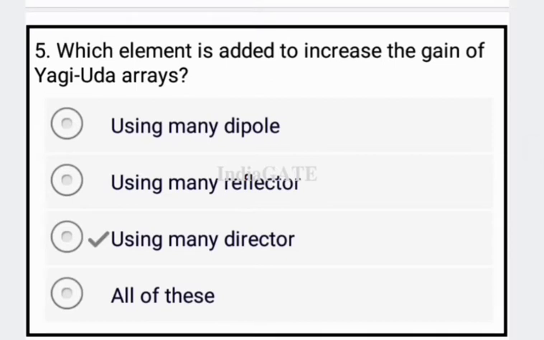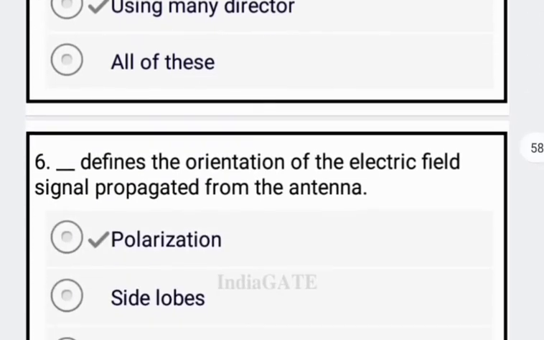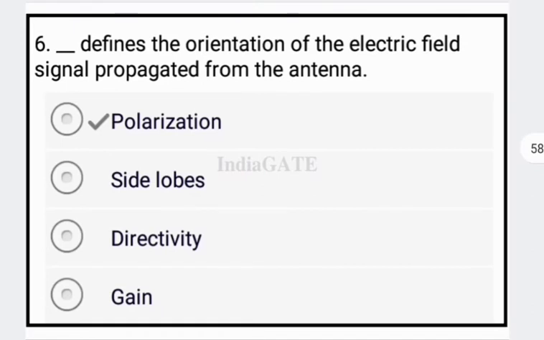Which element is added to increase the gain of a Yagi-Uda array? That is using many directors. So option C is your correct answer. Next question: dash defines the orientation of the electric field signal propagated from the antenna. So the correct answer is polarization.